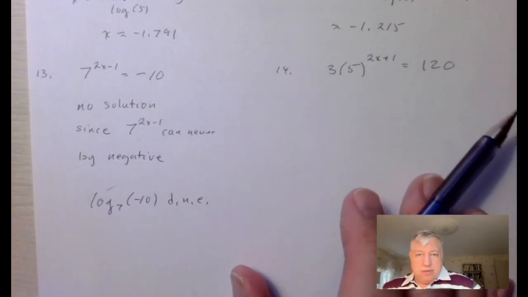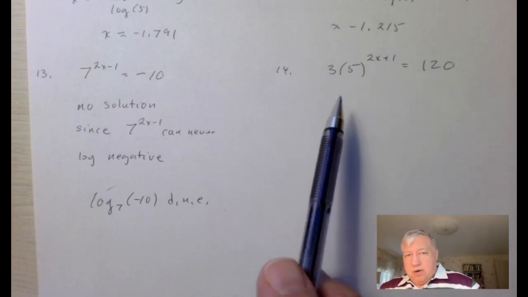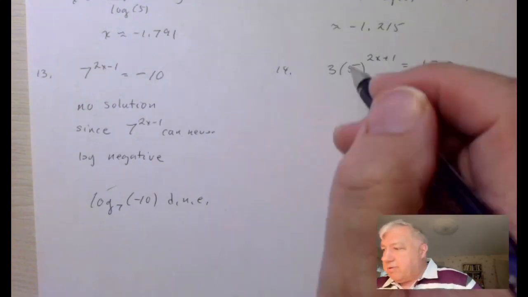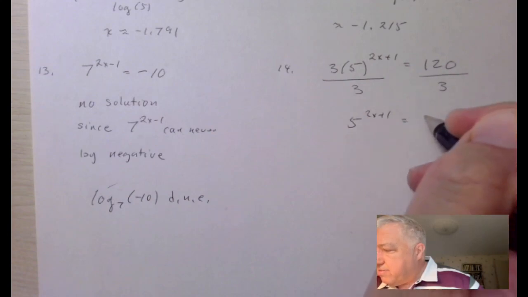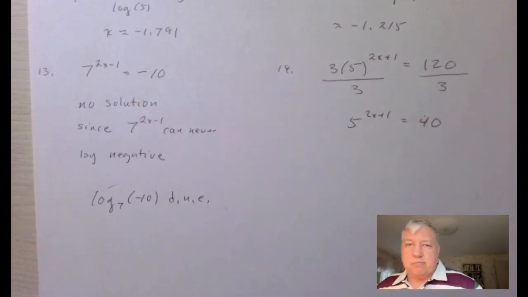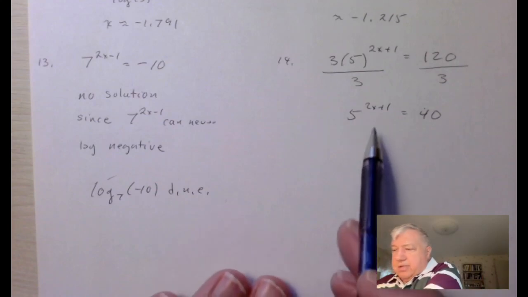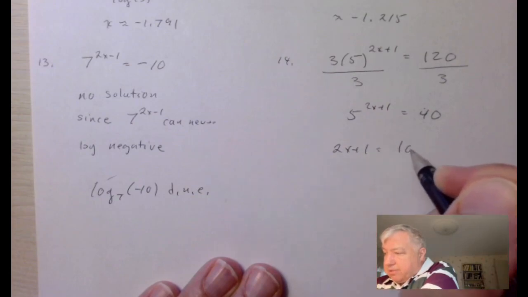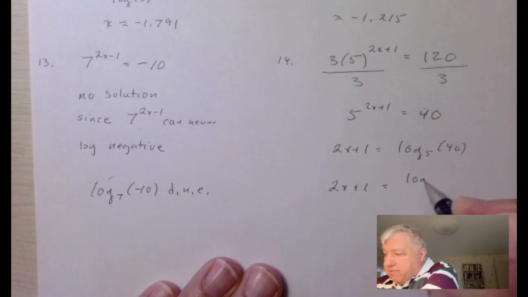In number 14, you have 3 times 5 to something equals something else. This 3 we'd like to get rid of before we can write a logarithmic equation, so I'm going to divide both sides by 3. We'll get 5 to the 2x plus 1 equals 120 over 3, which is a nice round number, 40. Now we can rewrite this as a logarithmic equation. This says 2x plus 1 is what we raise 5 to get 40. So 2x plus 1 equals the log base 5 of 40, which is the log of 40 divided by the log of 5.